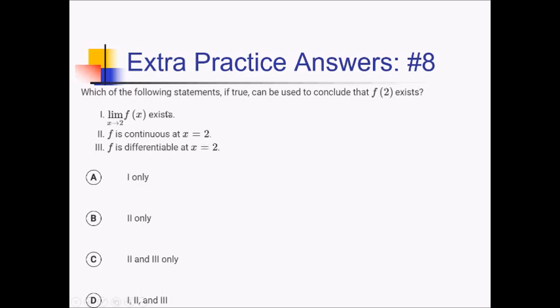All right, so let's look at the first one, limit existing. Is that enough to prove that f of 2 exists? It is not, because we know that the limit can exist if there is a hole. You're still approaching the same place from both sides, even if there's nothing actually defined there. So the limit itself is not enough to prove that f of 2 exists.